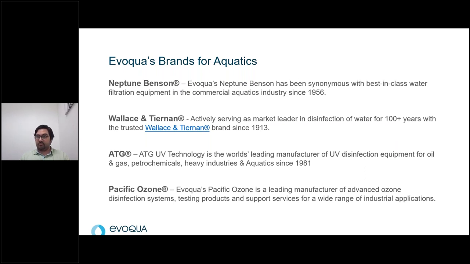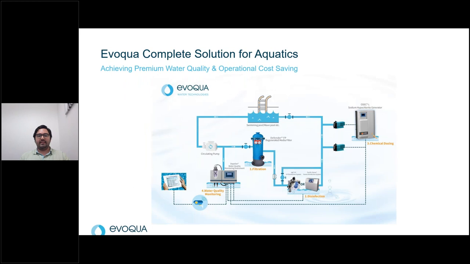Next, we have ATG UV from the UK, specializing in UV disinfection equipment for multiple industries in the water segment, also aquatics. And lastly, we have ozonation technology by Pacific Ozone in the US, which develops and supplies advanced ozone systems, generators, package systems, and also portable systems for surface disinfection for facilities. Out of these four brands, we can make up a complete system for aquatics. This is one proposal that we have to achieve premium water quality, safety, and also operational cost savings.